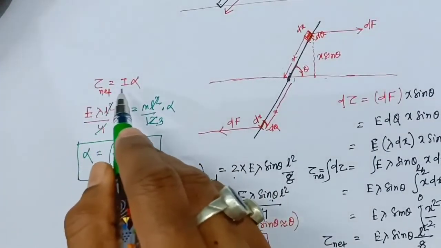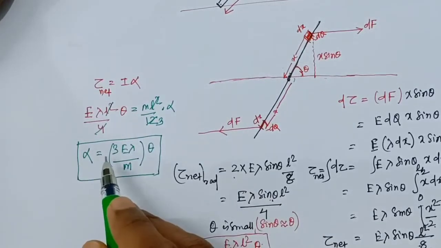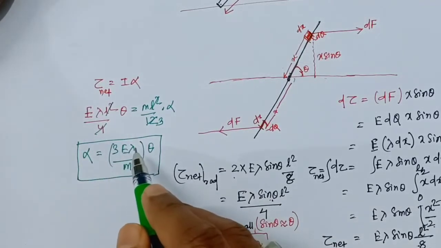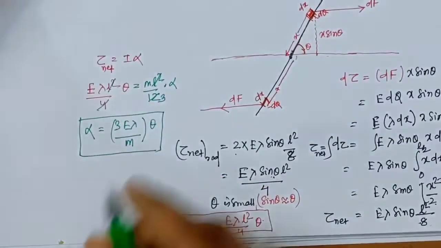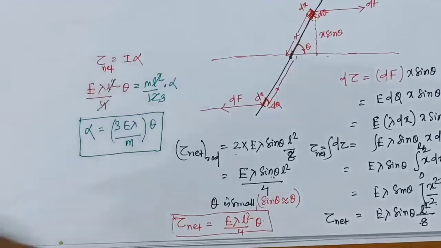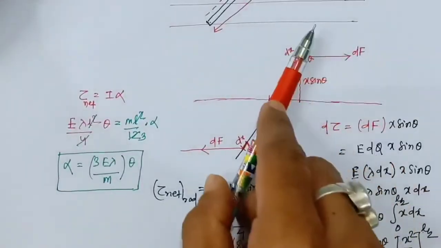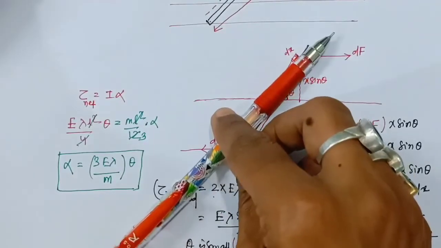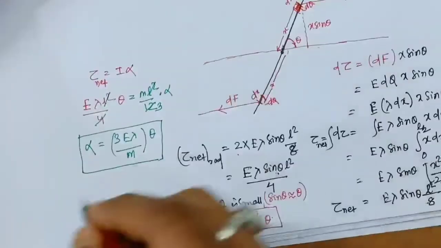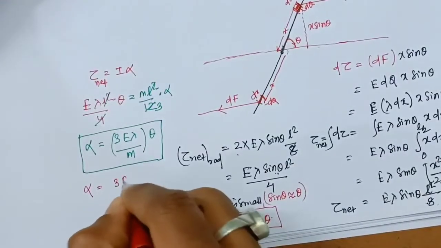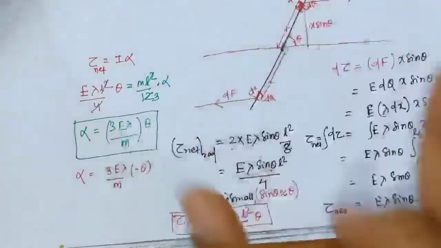Using the equation tau net equals I alpha, I get the expression alpha equals 3E lambda upon m into theta. For these equations, one can easily put a negative sign. If I want to introduce a negative sign, I can. Why can I introduce it? Because the theta value decreases with time. If a student wants, they can write alpha equals 3E lambda by m, minus theta, because the theta value decreases with time.